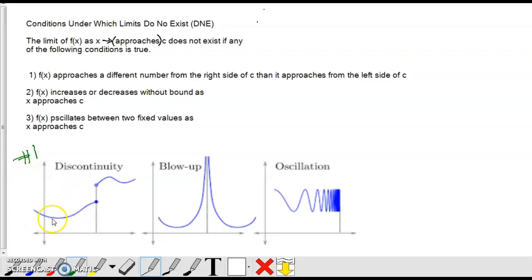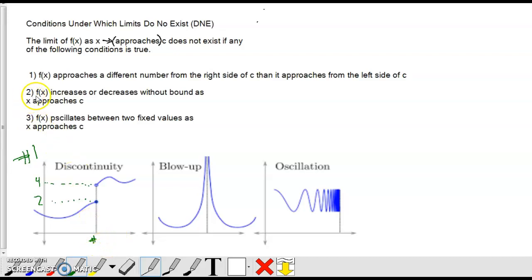Okay, so as I go from the left-hand side, I'm approaching, say this number is 2, and then from the right-hand side, this number is 4. So again, 2 is not equal to 4. So I know that this does not exist. That limit does not exist as x approaches some arbitrary number.